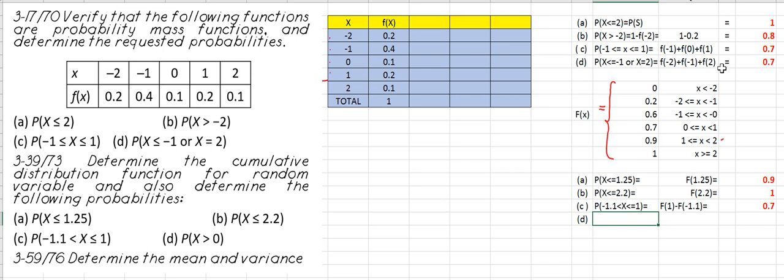And then for letter D, the probability that x is greater than 0. Greater than 0 is the complement of less than or equal to 0. So that is equal to 1 minus f of 0. f of 0 is 0.7. So 1 minus 0.7 is 0.3. Let's verify. Greater than 0 is 1 and 2. So that is 0.2 plus 0.1, which is 0.3. So that's correct.